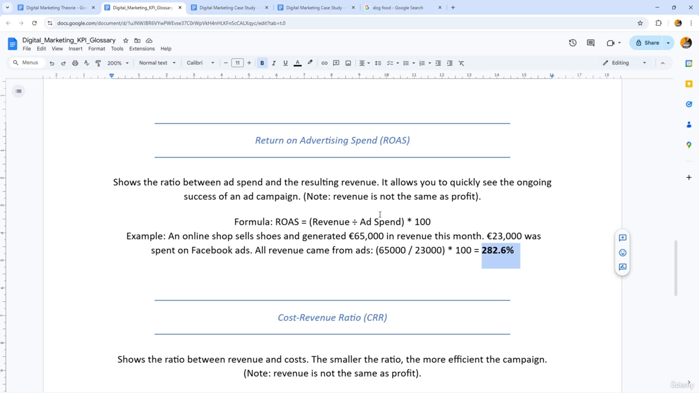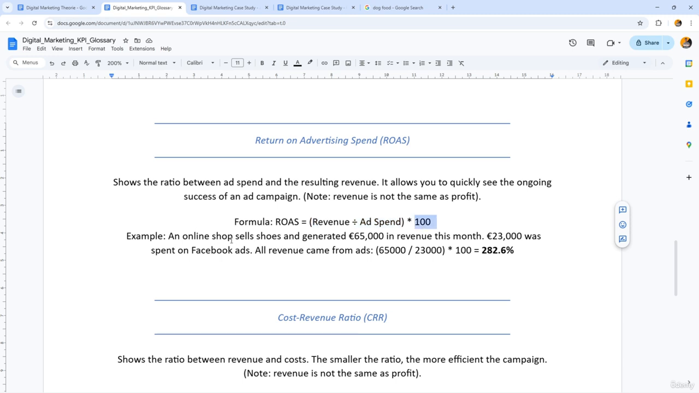So this is about the revenue, okay? If you want to do this with profit, it's way harder to calculate because you have so many different numbers, like expenses for your employees, expenses for production, for marketing, for running costs like the web shop itself, and so on and so on. The formula is revenue divided by ad spend times 100 again.